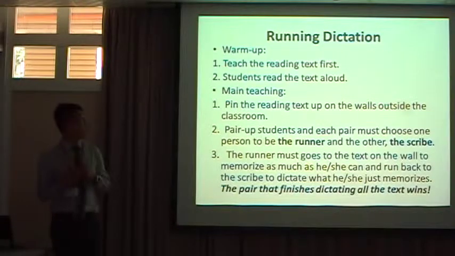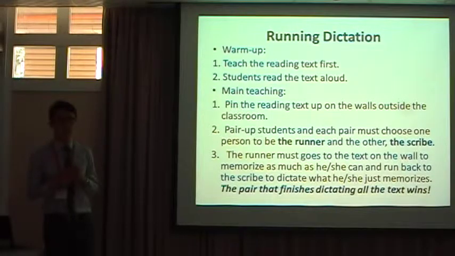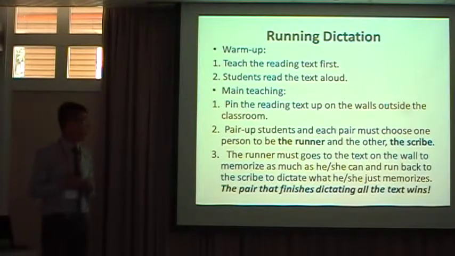For the first part of the running dictation, I taught the reading task first, trying to make sure students understood the task very well. Then I asked the students to read the text aloud, trying to make sure they knew how to pronounce each word. For the main part, I pinned the reading text up on the walls outside the classroom, on bigger paper. I also paired up the students, and each pair must choose one person to be the runner and the other to be the scribe.